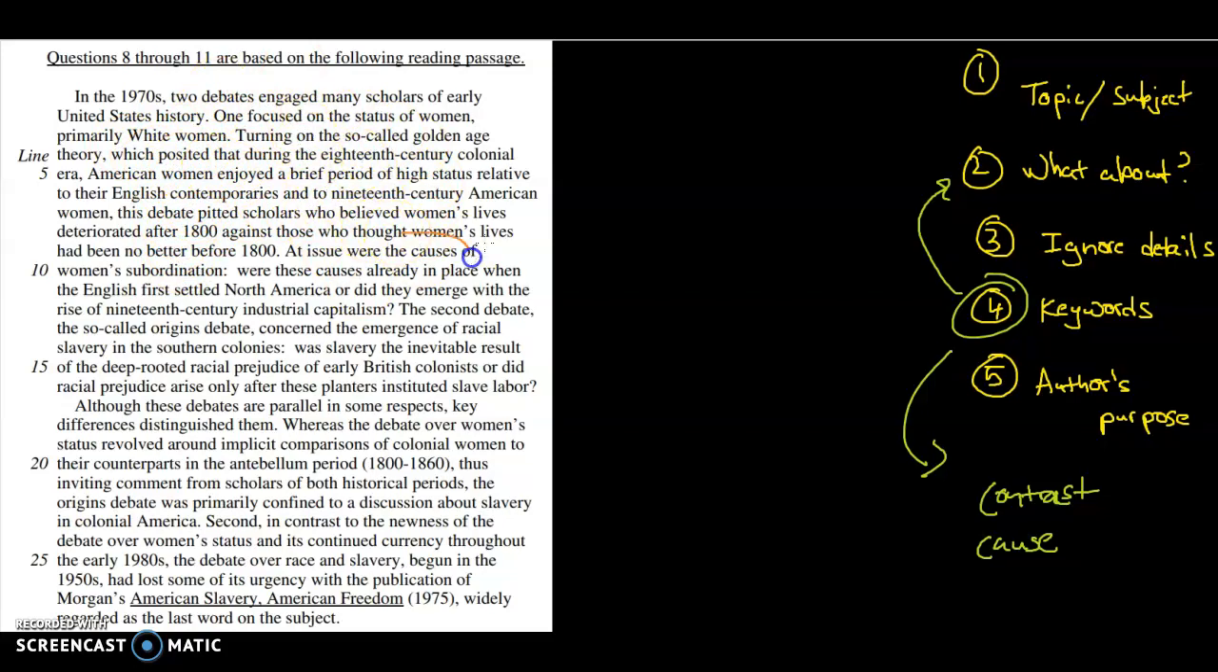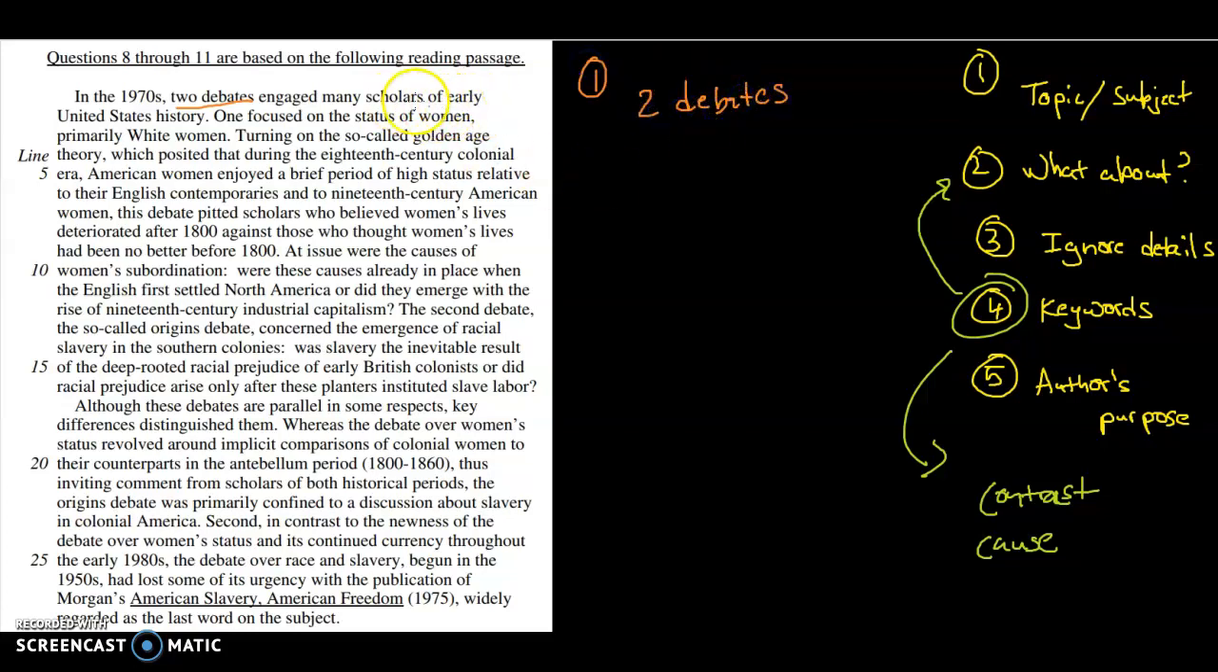1970s, two debates. Where's my pen? There it is. Two debates. Right there, in the first sentence, and remember, the topic subject is almost always found in your first sentence. That signals to me that we're talking about two debates, and what about it? So for paragraph 1, I'm going to put something about two debates.